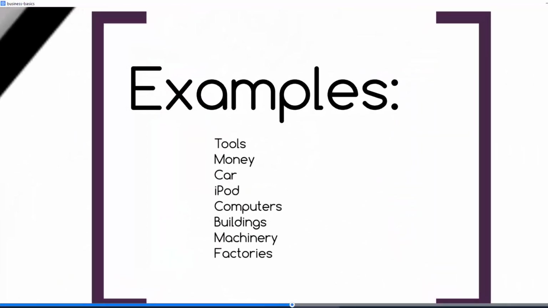So tools, money, cars, iPad, computer, buildings, machinery, factories, all the things I'm going to need in order to achieve what I want. So if I wanted to start a company, say I want to make widgets. Widgets is kind of a business word for unspecified product. Okay, I want to make widgets, so I need to hire people to come in and make the widgets. But I also need a building.